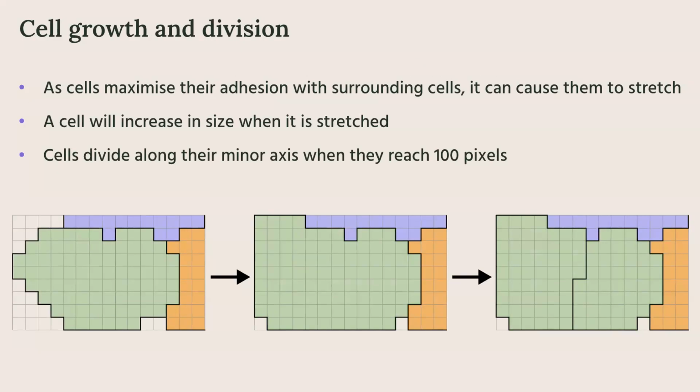So I also model cell growth and division. Because cells will move to maximize their adhesion with surrounding cells, it can cause them to stretch. And when a cell is stretched, it can increase in size, and the cell will just divide in two if it reaches 100 pixels in size.